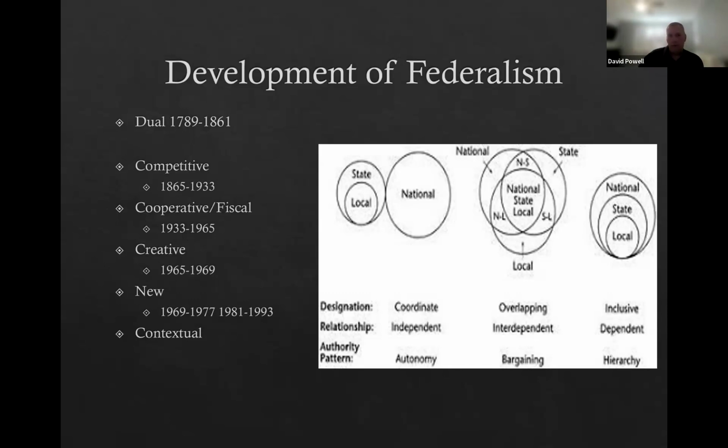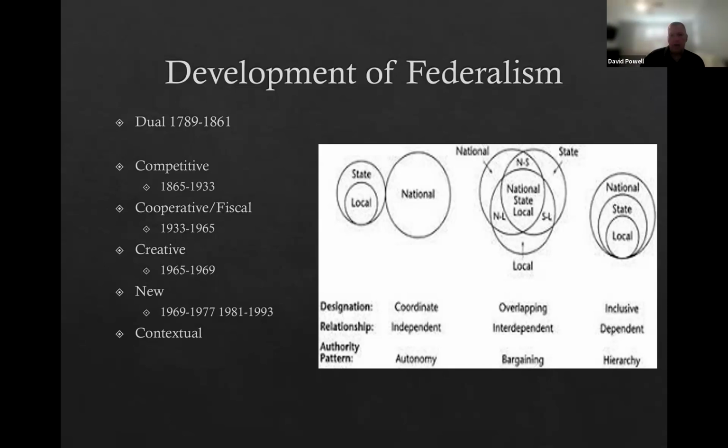Our system of federalism, this balance of power between different levels of government, has gone through a lot of changes since the late 1700s. And you'll see on this screen what I've done is I've listed along the left side of the screen what we consider to be the different eras of American federalism, going from dual to competitive to cooperative to creative to new to our current system, which is contextual federalism. Then the inset box on the right provides three different theoretical models for understanding federalism. The coordinate authority model, the overlapping authority model, and the inclusive authority model.